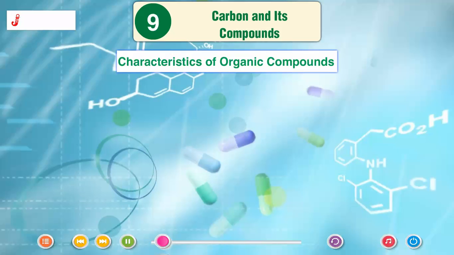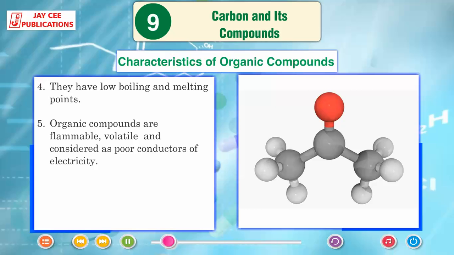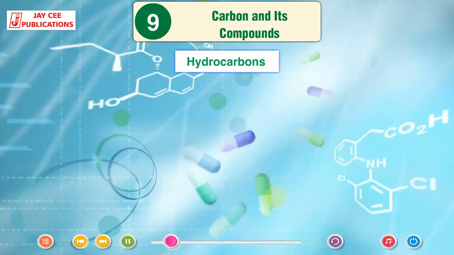Characteristics of organic compounds. They can exist in all the three states: solid, liquid and gas. Organic compounds are covalent compounds formed by the sharing of electrons. They are insoluble in water but soluble in organic solvents like benzene and toluene. They have low boiling and melting points. Organic compounds are flammable, volatile and considered as poor conductors of electricity. Hydrocarbons.